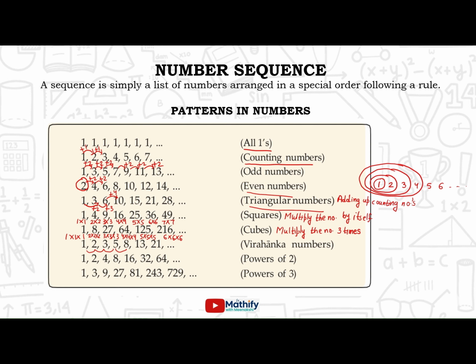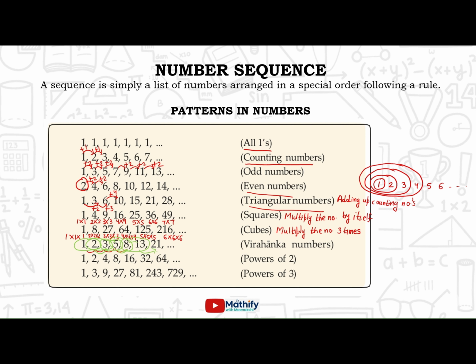Here you will add the previous two numbers to get the new number. If you add 1 and 2, what do you get? 3. If you add 2 and 3, what do you get? 5. If you add 3 and 5, you get 8. If you add 5 and 8, you get 13. If you add 8 and 13, you get 21.